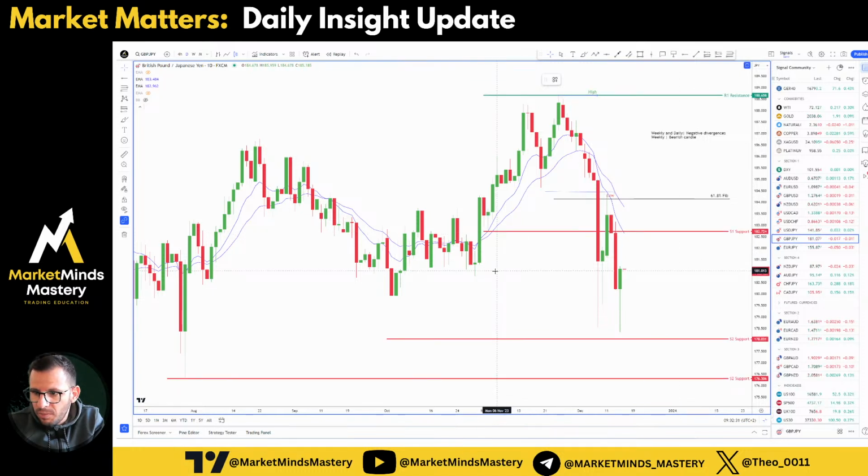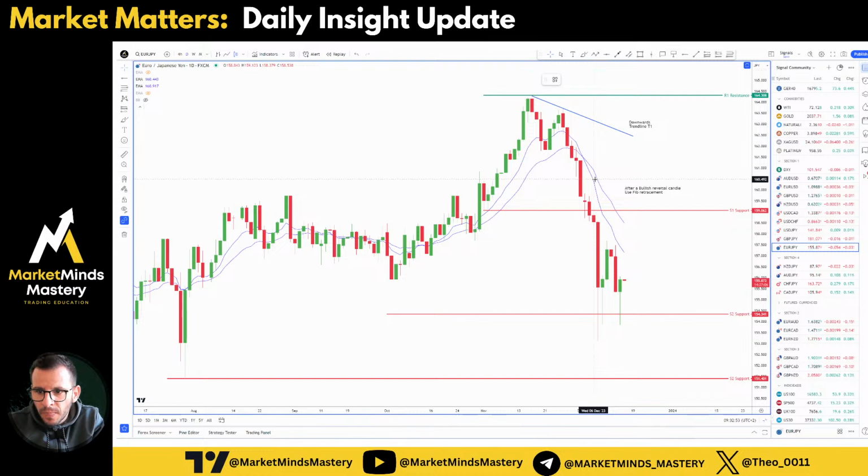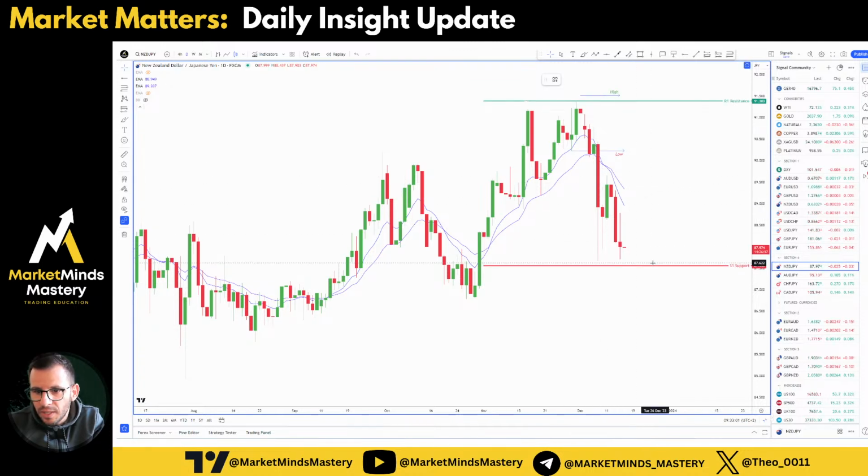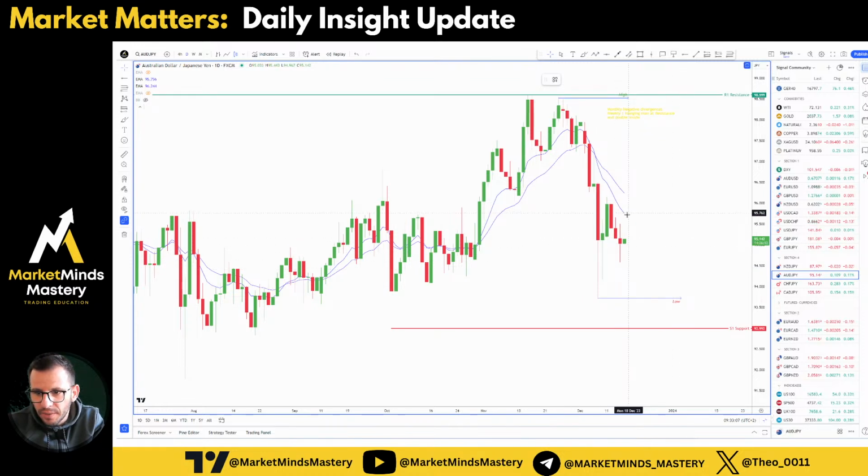Great British Pound JPY, similar, same behavior. Price made this higher high here, made a low there, and since then retraced, continued moving lower. Euro JPY, again same thing. New Zealand JPY, same. Everything is in a downtrend. Australian dollar JPY, market is in a downtrend, makes lower highs and lower lows.